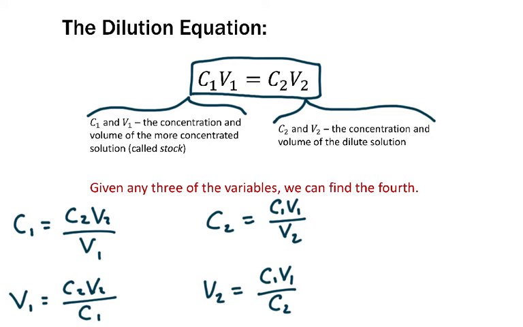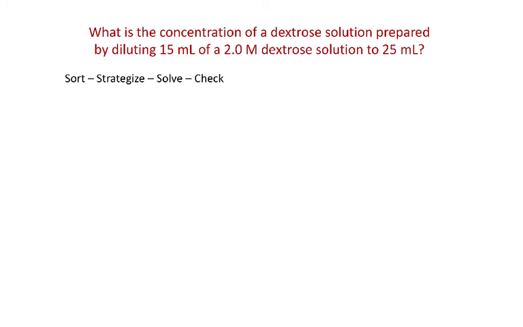All right, let's try a couple practice problems. And then we'll actually be done with this section fairly quickly. So here's our first question. What is the concentration of a dextrose solution prepared by diluting 15 milliliters of a 2.0 molar dextrose solution to 25 milliliters? Honestly, the most challenging part in all of these questions might be deciphering what's what in the given question, right? What's the stock? What's the dilute? What are you solving for?